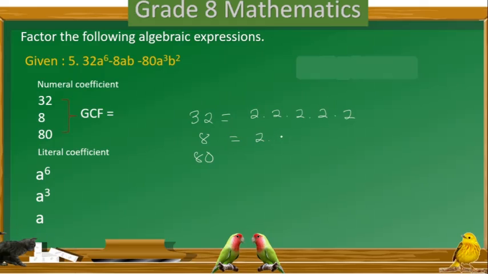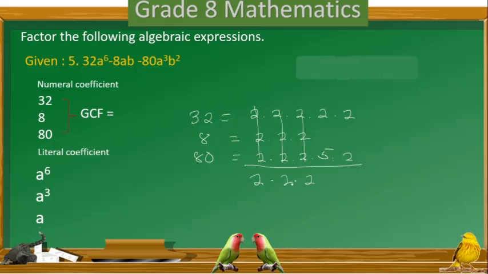And 2 times 2 times 2, 40 times 2, that is 80. Okay, after that, we're going to find the common. This is the first 2. Then multiply it by this common 2 and also with this common 2. So 2 times 2, 4 times 2 equals 8. That is our GCF for the numeral coefficient.